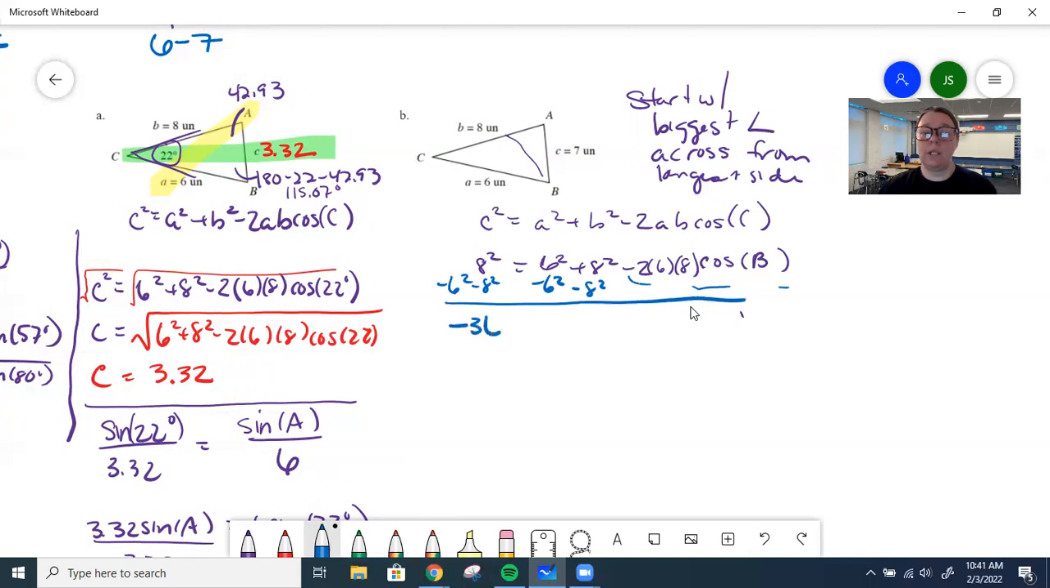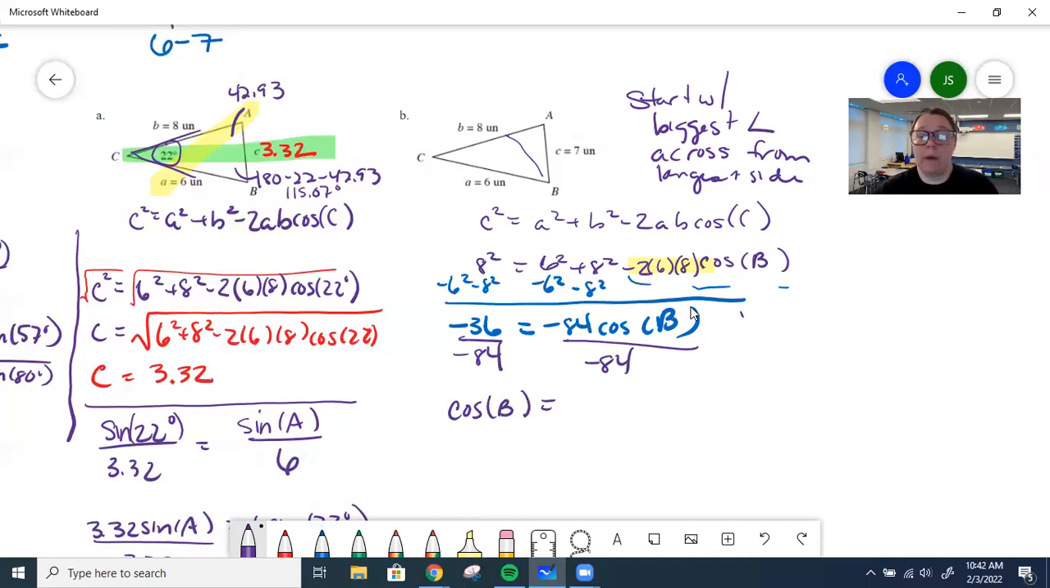All right, so this is negative 36 equals, and then I can multiply these together, right? Negative 2 times 6 is negative 12, and negative 12 times 8 is negative 84. So I have negative 84 cosine B. I'll just do that in my calculator. Then I want the cosine of B by itself because I want to get B. So I'm going to divide by the negative 84. So the cosine of B equals, I really won't even divide this out. I'm just going to leave it. I know it's positive when I divide two negatives, so I'll drop those, but I'm going to leave it because it's all going into my calculator anyway.